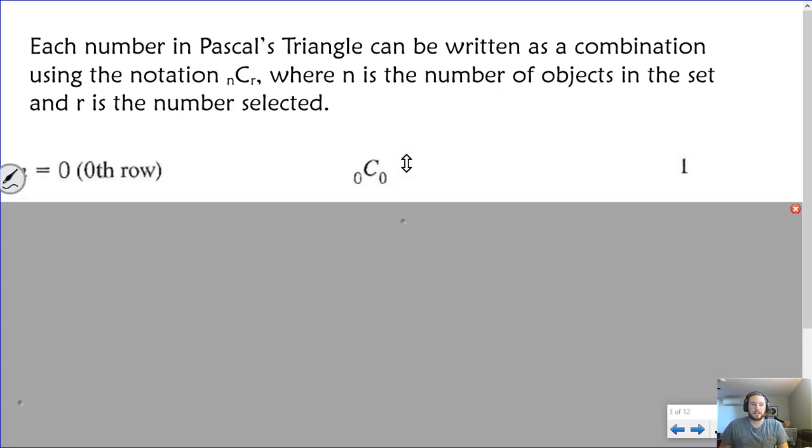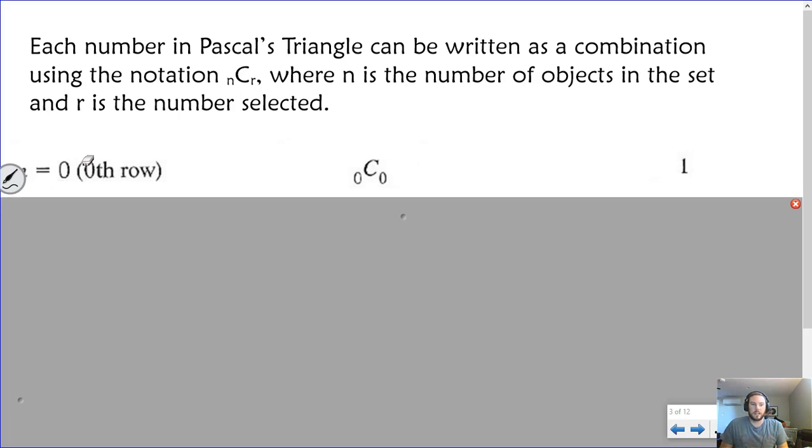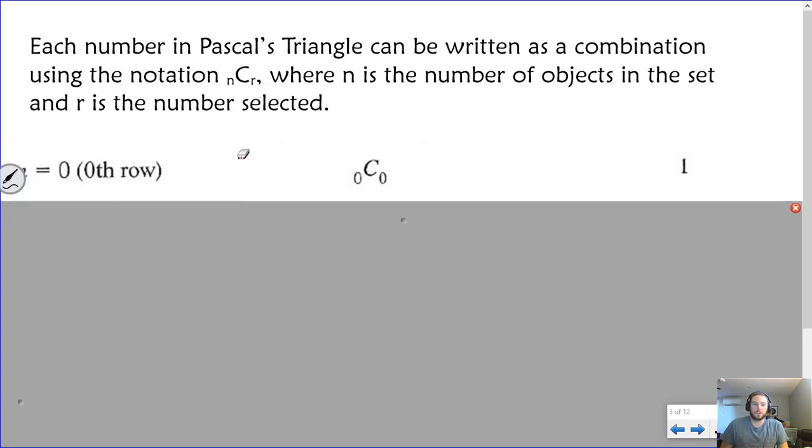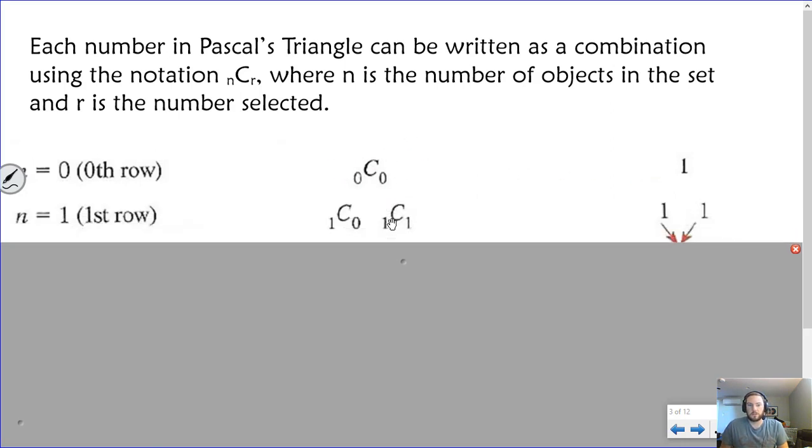Now, from Pascal's triangle, what we say is n ends up being the row number, and r ends up being the position in that row. So the first row of Pascal's triangle is 0 choose 0. And then the second row would be 1 choose 0, and 1 choose 1.